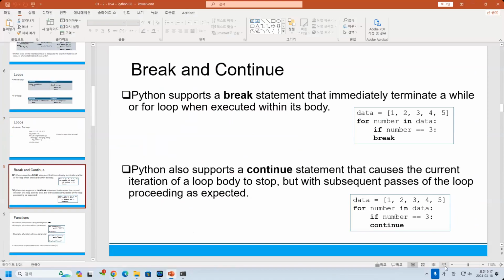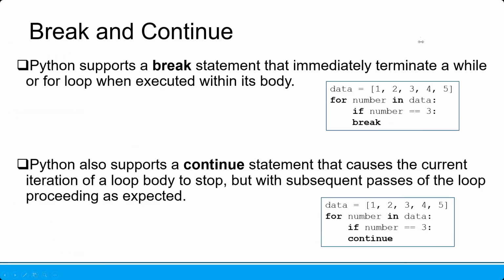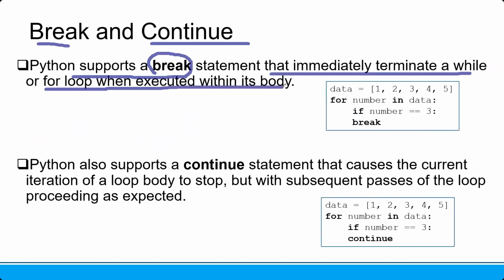Now in a for loop, for iteration, we will have break and continue. Break: Python supports the break statement that immediately terminates a while or for loop when executed within its body. So if I have this data 1, 2, 3, 4, 5, and then for number in data, if number equals 3, then print.